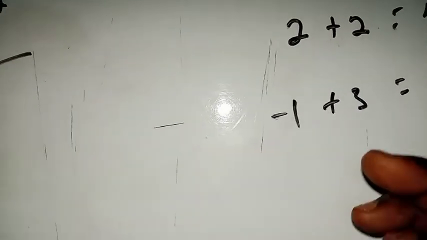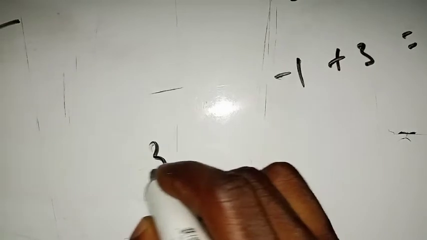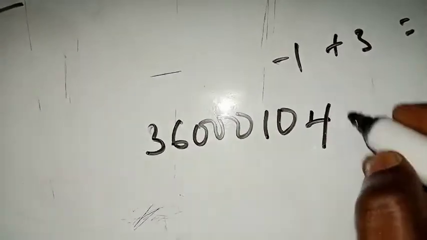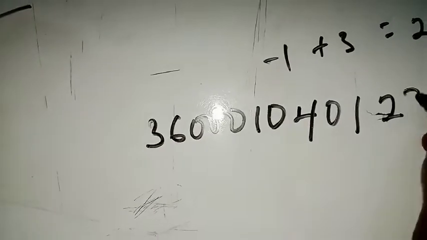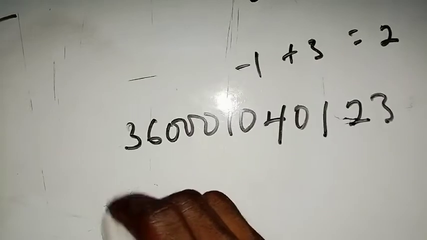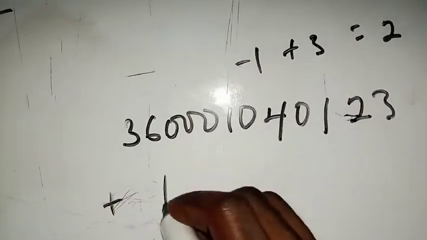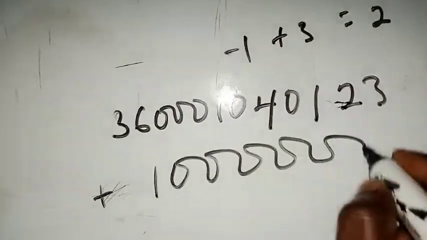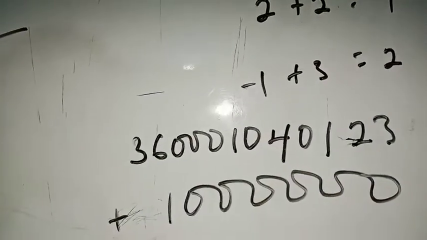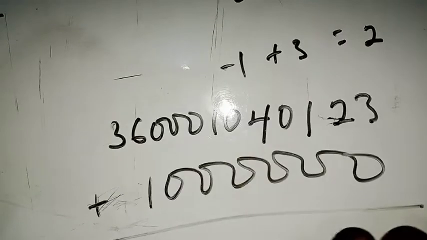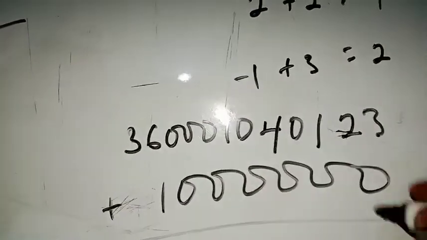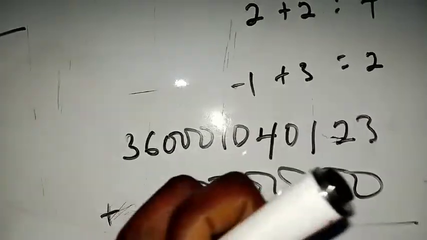So what about if I have a very large number, let's say 3600014040123 and so on and so forth? This is a very large number. And then plus another large number that you can think of. So I want you to combine this addition. This may be simple in some cases, or it may be very difficult or tedious to do the calculations.